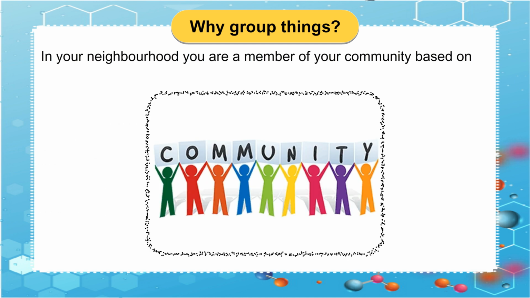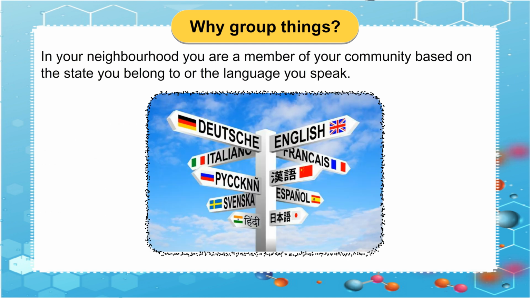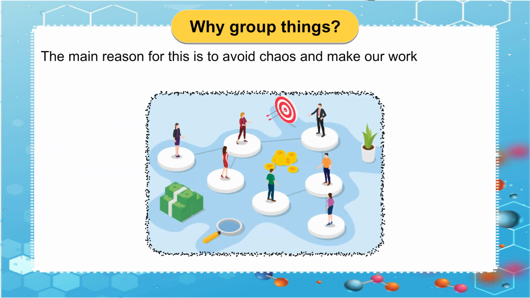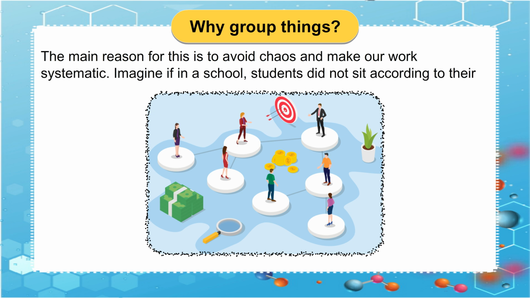In your neighborhood, you are a member of your community based on the state you belong to or the language you speak. Human beings always group the living and non-living things into various categories. This is done for a number of reasons. The main reason for this is to avoid chaos and make our work systematic.